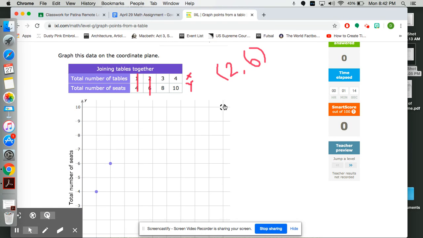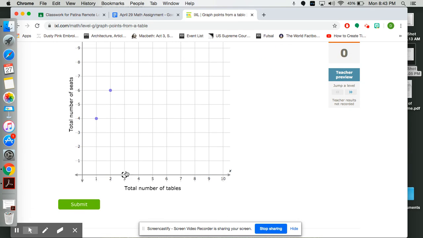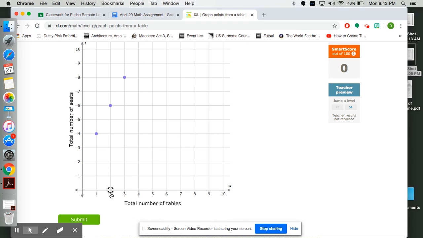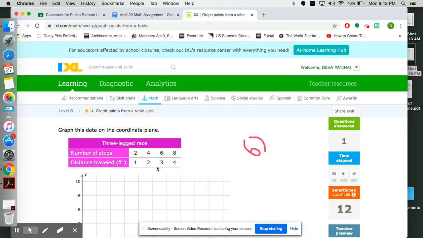Now this one, this ordered pair would be 3, 8. So 3 would be my X, 8 would be my Y. And using that information, I go 3 and then all the way up to 8. And then the last one is 4, 10. So I would go across 4, 1, 2, 3, 4, and then up to 10. Let's see how I did. And I got it correct.